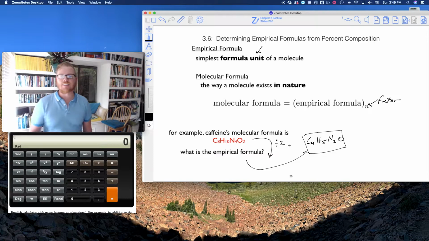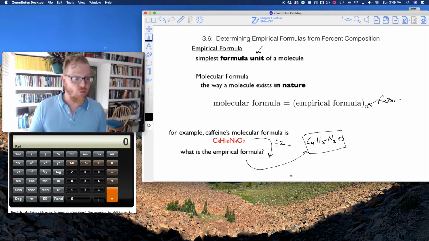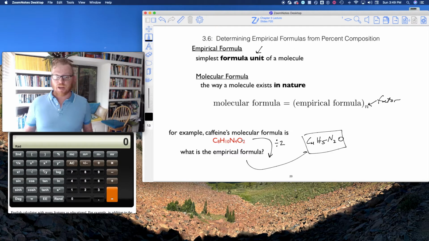Okay? It's the same proportion and ratio of elements, right? 4 carbons for every 1 oxygen, which is the same as 8 carbons for every 2 oxygens, right? It's the same definite proportion.